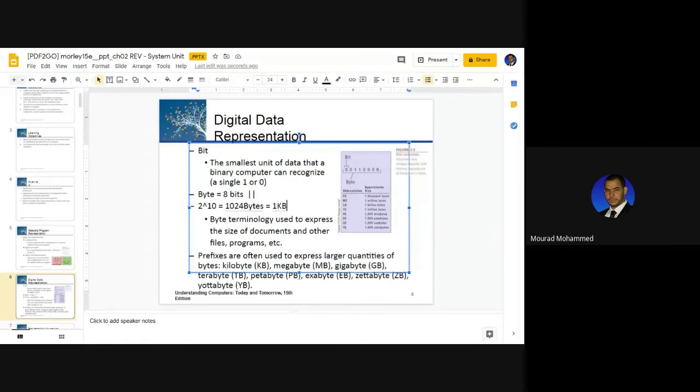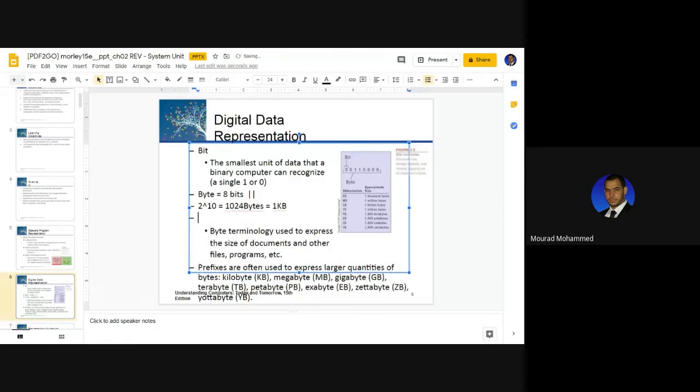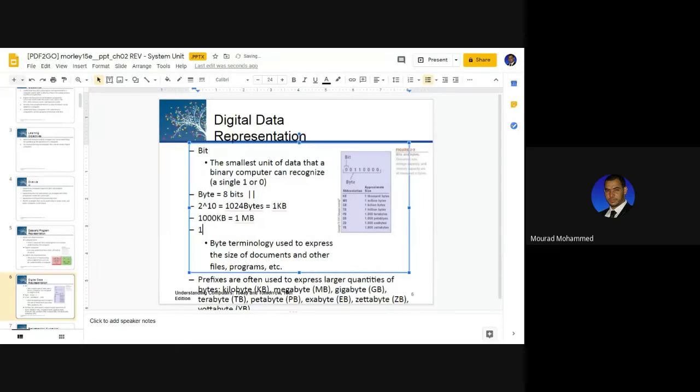kilobytes, then we pass to 1000 KB equals 1 what? MB. Then 1000 megabytes equals what? 1 gigabyte. And so on. We go on like something like that. So we multiply by 1000. This is actually an abstract. This is at a glance only.